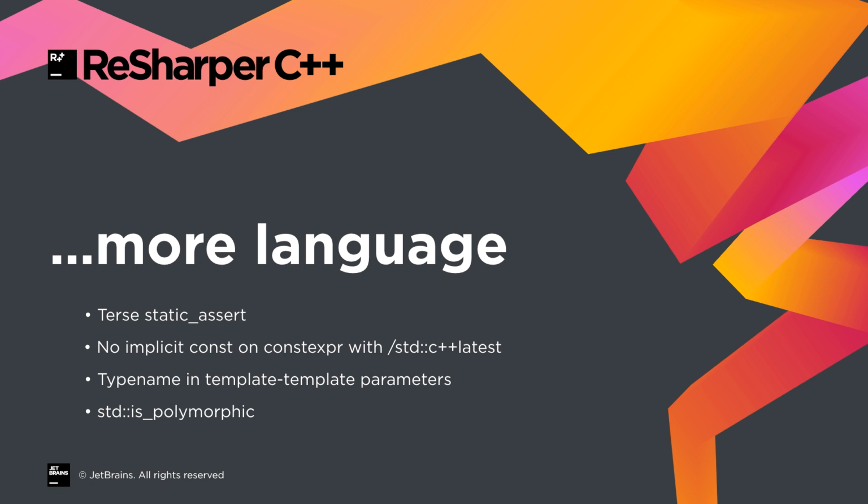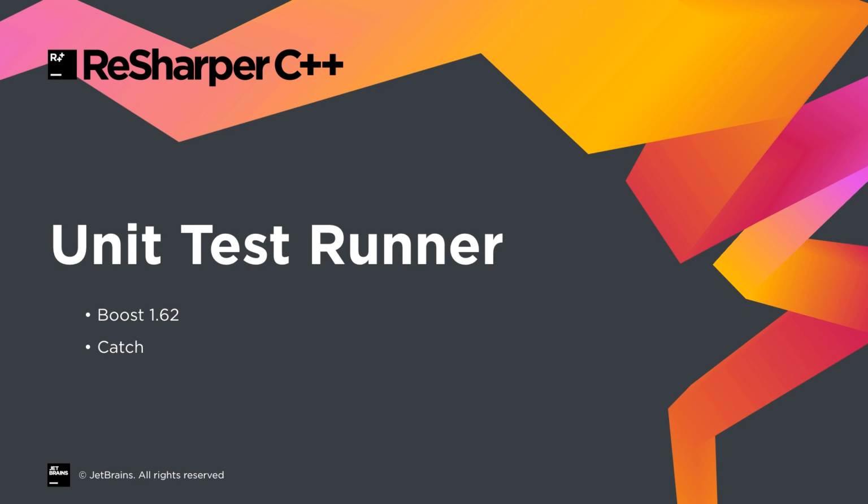And there are a number of other language-related improvements, including no implicit const on constexpr when standard C++ latest is set. And now unit testing. If you use Boost.Test, performance of the test runner has been improved, and an issue with Boost 1.62 resolved. But if you use Catch for testing, the news is even bigger. Catch is now supported by the test runner.